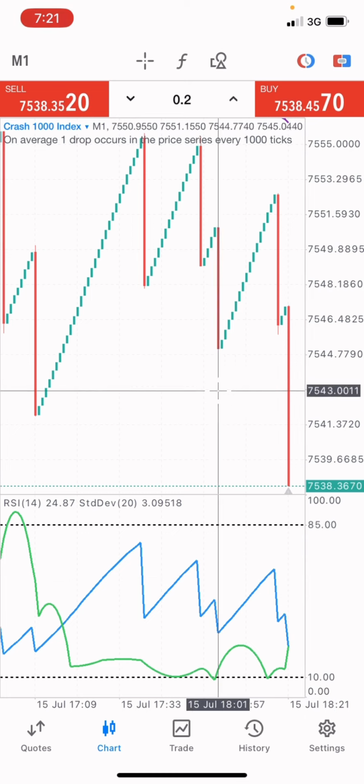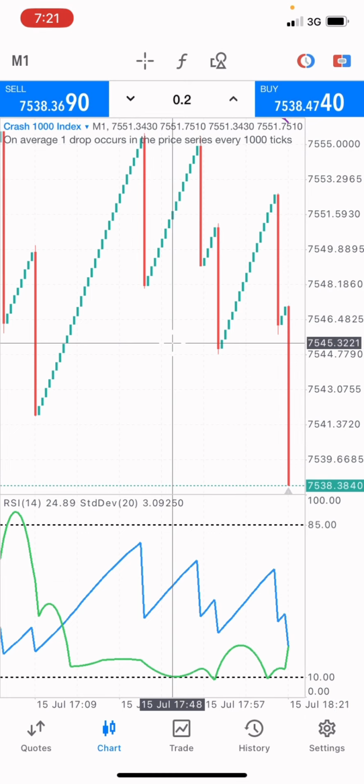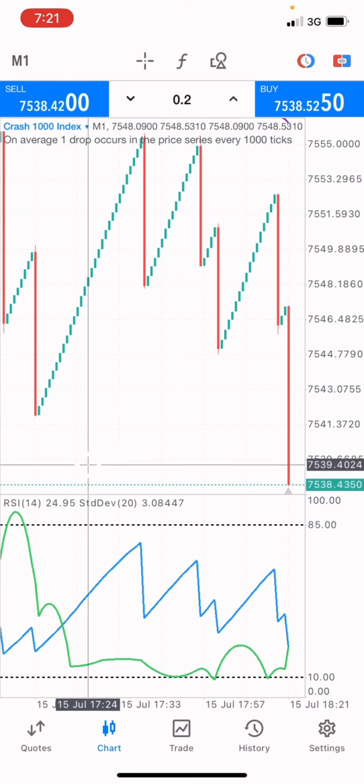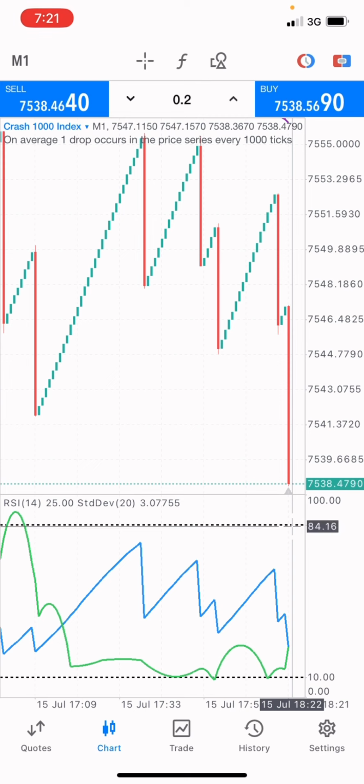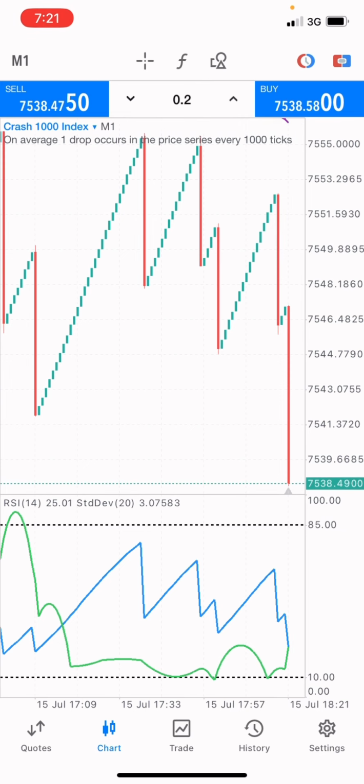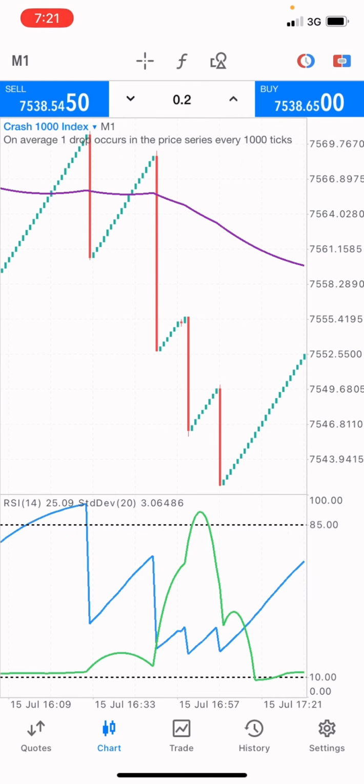So with this strategy, we're going to be buying, right? On Crash you buy, and on Boom you sell. Now you see at level 85, when the standard deviation crosses above the level 85, you take just 4 or 5 candles. When it crosses above the 85, you take 4 candles.